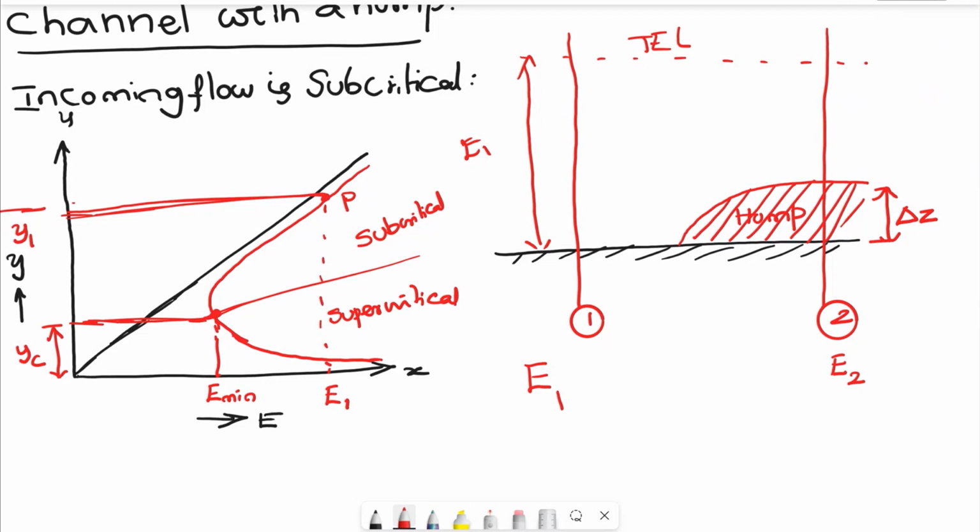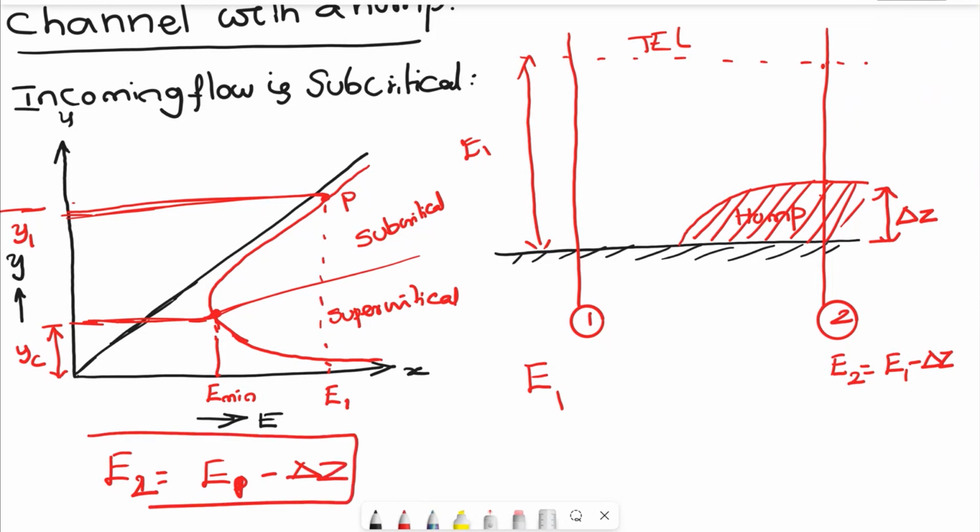And here, naturally, E2 is equal to E1 minus delta Z, because there is no loss of energy between section 1 and section 2. So that means E2 is less than E1.